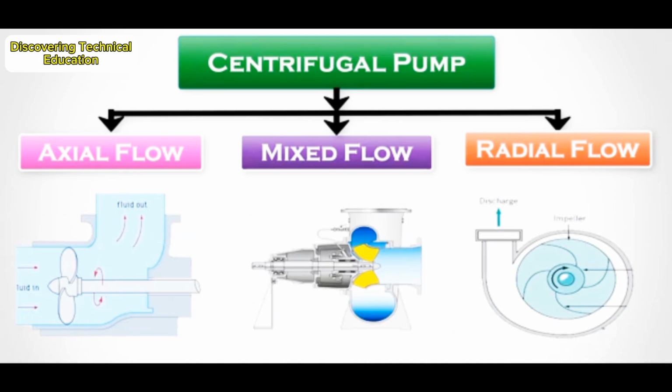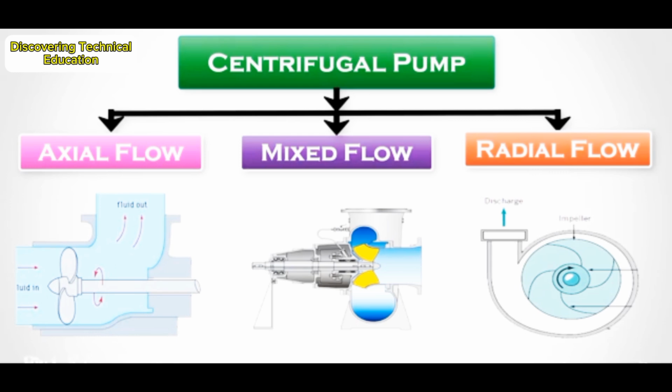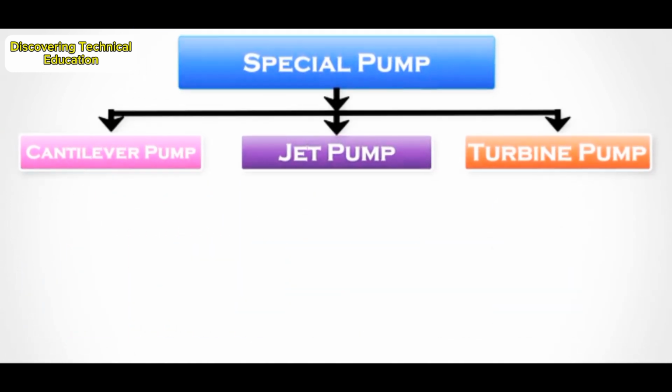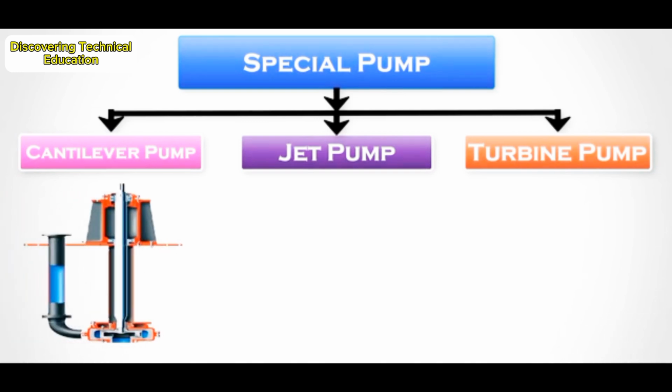Radial flow pumps. Radial flow pumps are high pressure, low flow pumps which accelerate fluid along the impeller blades perpendicular to the shaft. Special pumps. There are also a number of special types of dynamic pumps which are defined by certain characteristics. Cantilever pumps. Cantilever pumps are centrifugal pumps with a long cantilever design used in some pump applications.